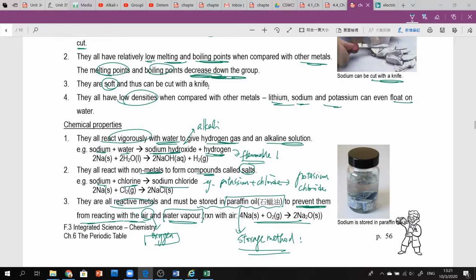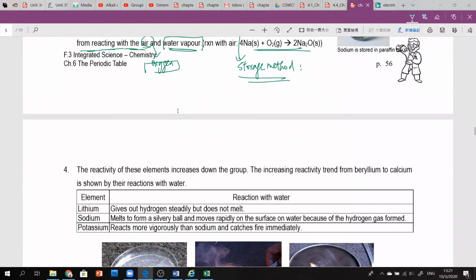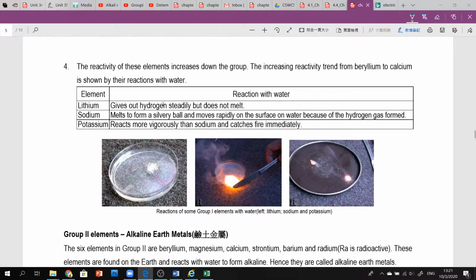Okay, so you may see this one as number four. We're going to talk about reactivity, which means the vigor of the reaction when I put the metal into other chemicals, just like water. So the reactivity of these metals increases down the group. So it will be more vigorous. Okay, I would like to show you one video which will best describe this scenario. It is about alkali metals.